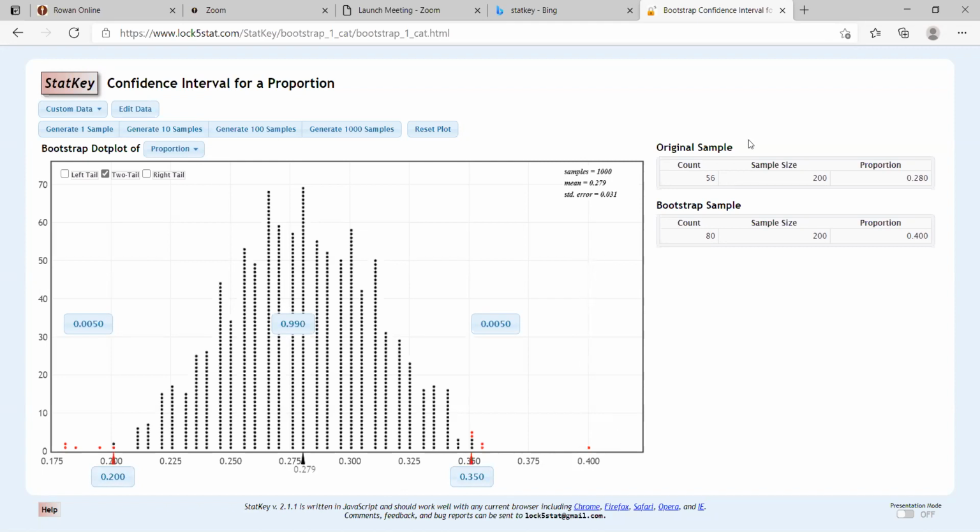Now, what is the wrong interpretation? What is the wrong interpretation of confidence intervals?